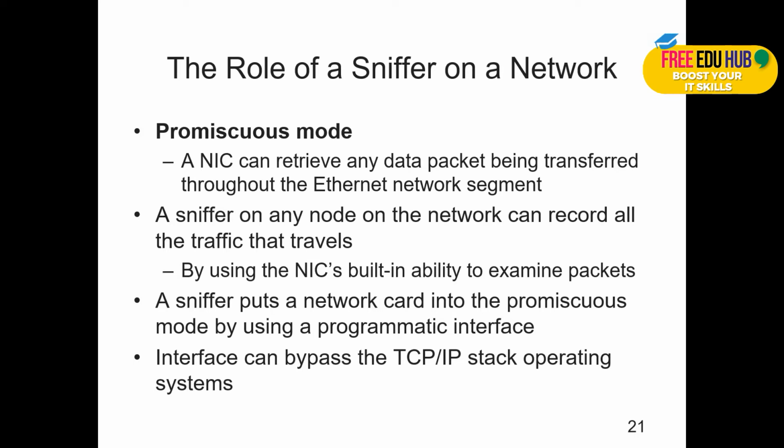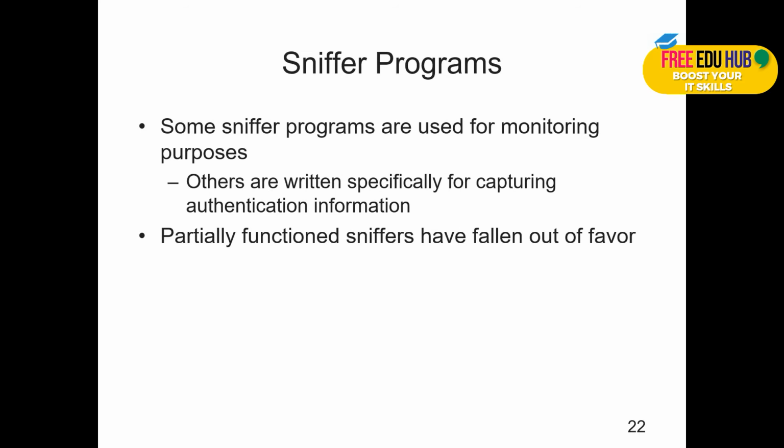By using the NIC's built-in ability to examine packets, a sniffer puts a network card into promiscuous mode. By using a programmatic interface, it can bypass the TCP/IP stack of the operating system, and some sniffer programs are used for monitoring. So sometimes they capture the packets, and then the same technique is used when they try to attack Wi-Fi networks. They put the network interface card in promiscuous mode, then they capture the packets, and then they disengage the client from the router and take the packets in between.